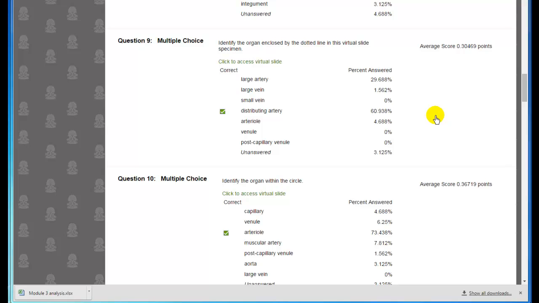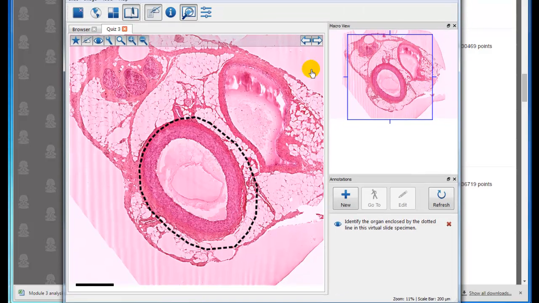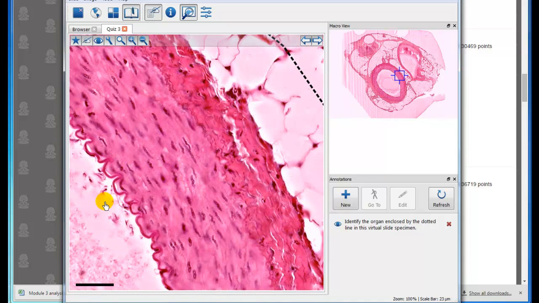Okay, question number 9, identify the organ enclosed with a dotted line. Well, that was a distributing artery, but about 30% of the class thought it was a large artery. Now let's take a look at this. Remember, a large artery would be aorta, and it would have multiple layers of elastic membrane. So you had to enlarge this and look carefully. It does not, we have one elastic membrane here.